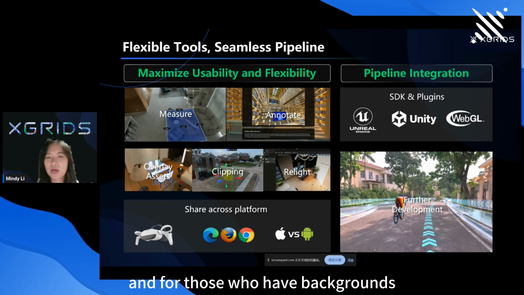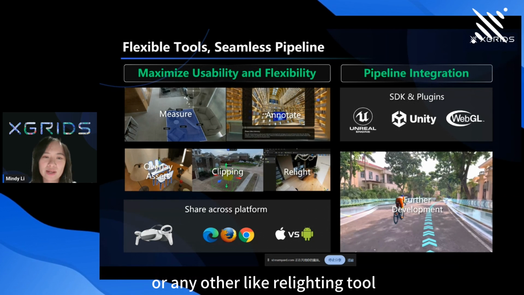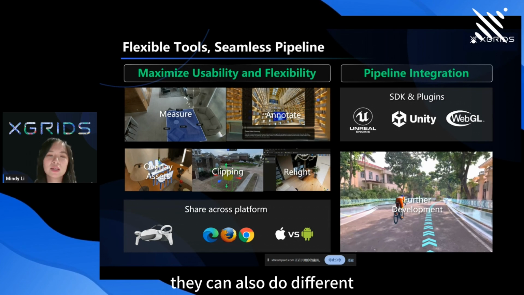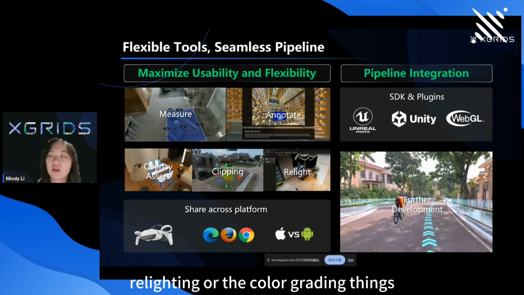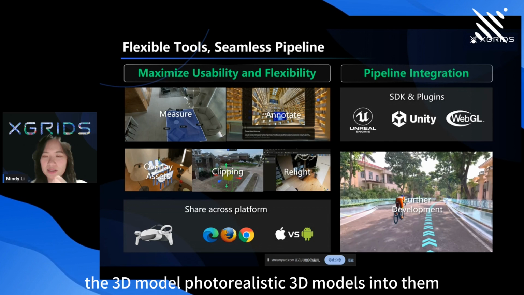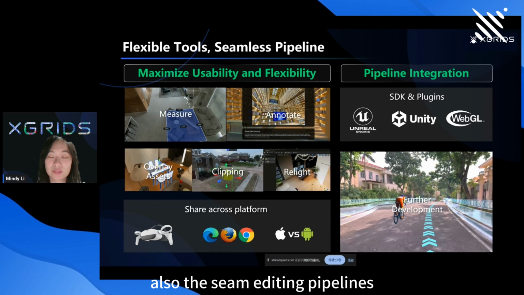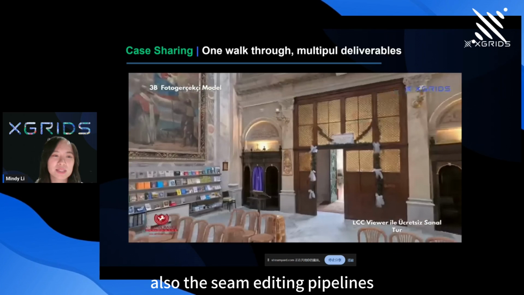And for those who have backgrounds or experience with Unreal Engine or any other relighting tool, they can also do different relighting or color grading with the Gaussian splatting. And these days, we can also use the SDK to integrate photorealistic 3D models into game developing and also the scene editing pipelines.